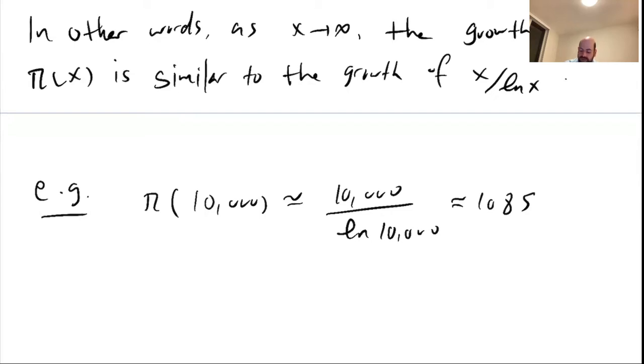Now, if x goes bigger and bigger, x over ln x behaves more like x, right? Because x over ln x means x divided by some number, and ln x is relatively small compared to x. So we are dividing x by a small number, which means overall we have a relatively large number.